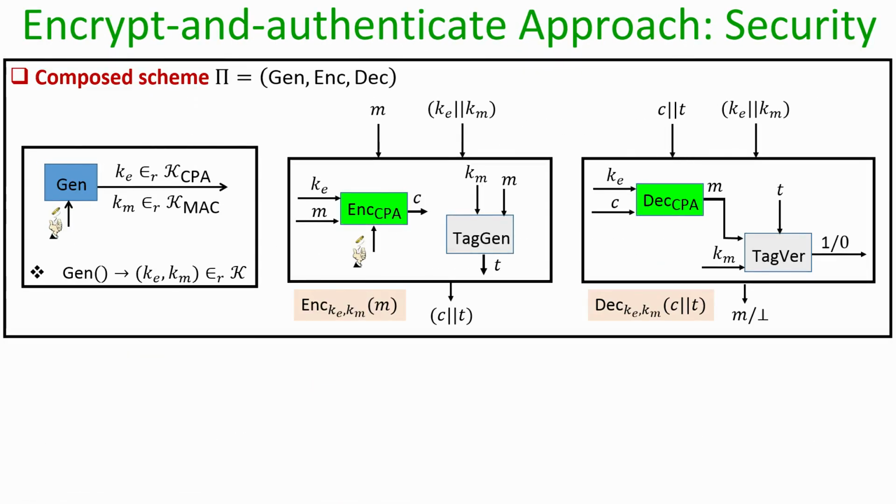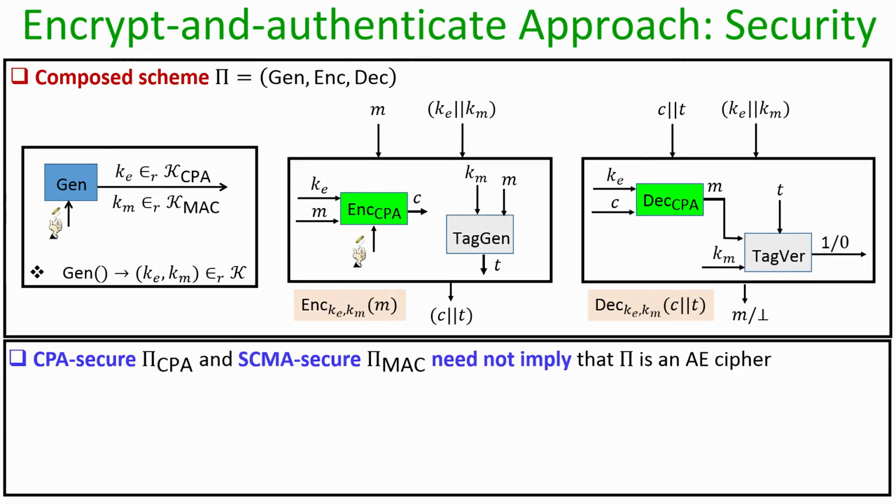Now, you want to analyze the security of this approach. It turns out that if we compose the CPA secure symmetric key encryption and a secure MAC with this approach, then it need not always lead to an authenticated encryption cipher. It depends upon the underlying CPA secure instantiation and the underlying instantiation of your MAC. That means, generically it is not guaranteed that this way of composing the two primitives is always going to lead to an authenticated encryption cipher. And the problem is the following.